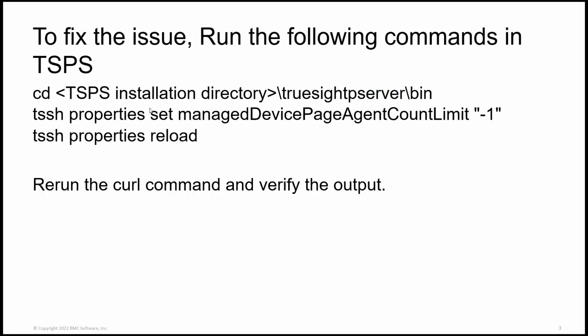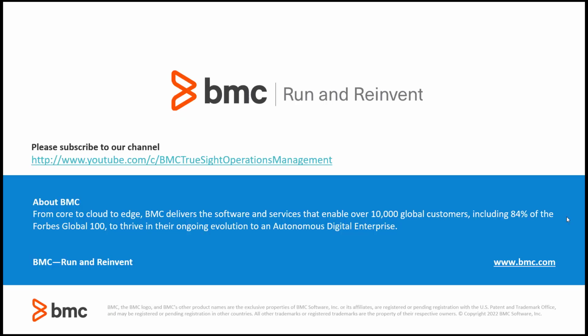To fix this issue, you can run the following commands in your TSPS. Go to the TSPS bin directory and run the command tssh properties set manage device page agent count limit -1 in quotes, and you can reload the properties using the command tssh properties reload. Rerun the curl command and verify the output. This concludes my video.